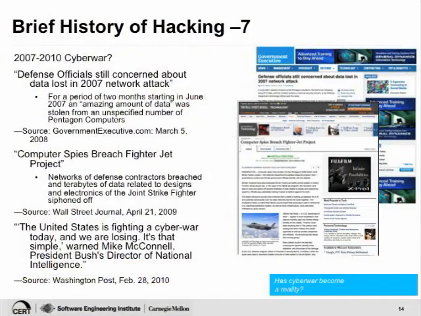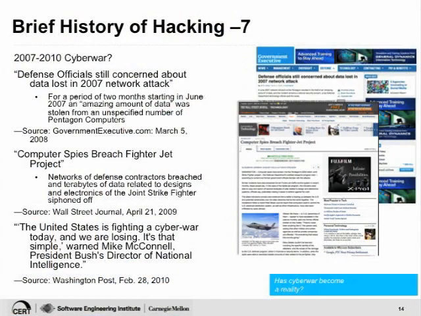You've all probably read the press recently where the phrase cyber war is becoming more and more prominent. Back in 2007, there was a period of about 2 months where, as a Pentagon official said, an amazing amount of data was exfiltrated from an unspecified number of Pentagon computers. This attack was reported in a number of federal publications back in 2010, and it was a significant attack against our government systems.